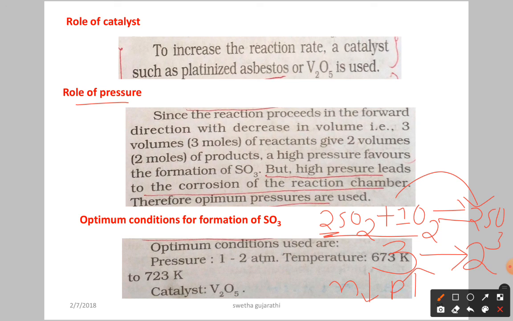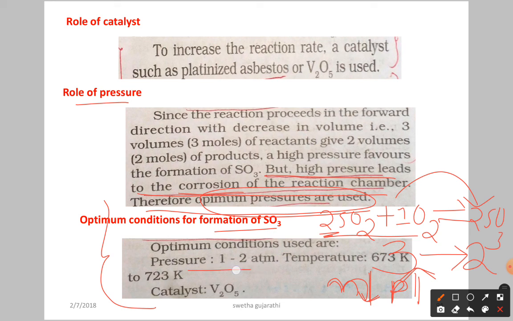But problem what here? High pressure leads to what? Corrosion of the reaction chamber. So therefore here we are going to use the optimum pressure. Okay, so even though according to Le Chatelier principle, number of moles are decreased, means you have to go for the high pressure, but the problem we have is corrosion of the chamber. So finally here the optimum conditions for the preparation of sulfur trioxide, what we have? Pressure we have to take 1 to 2 atm, temperature 673 to 720 Kelvin, and the catalyst what? You can use vanadium pentoxide or asbestos.